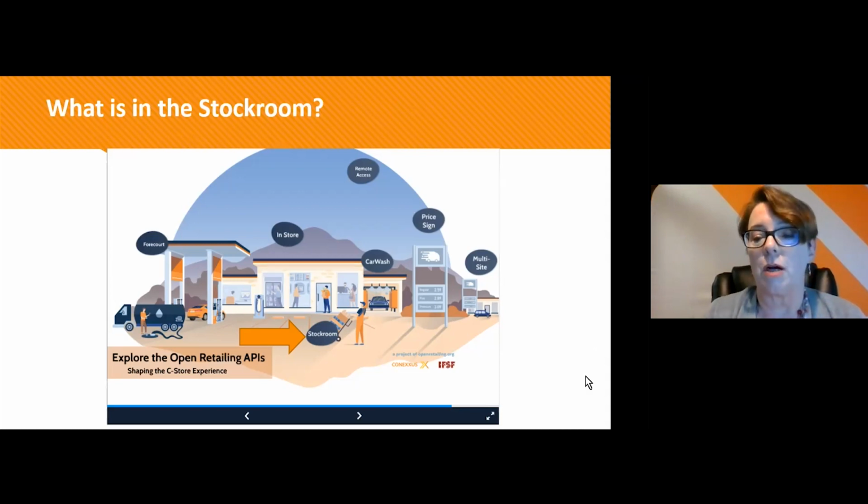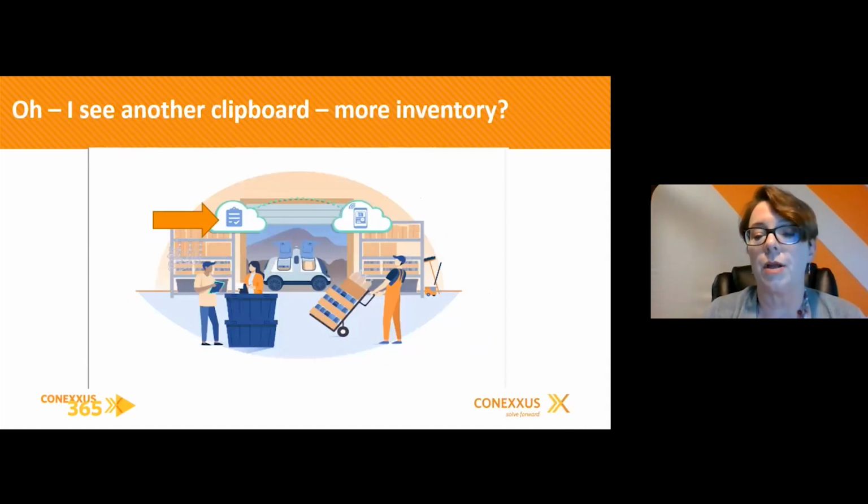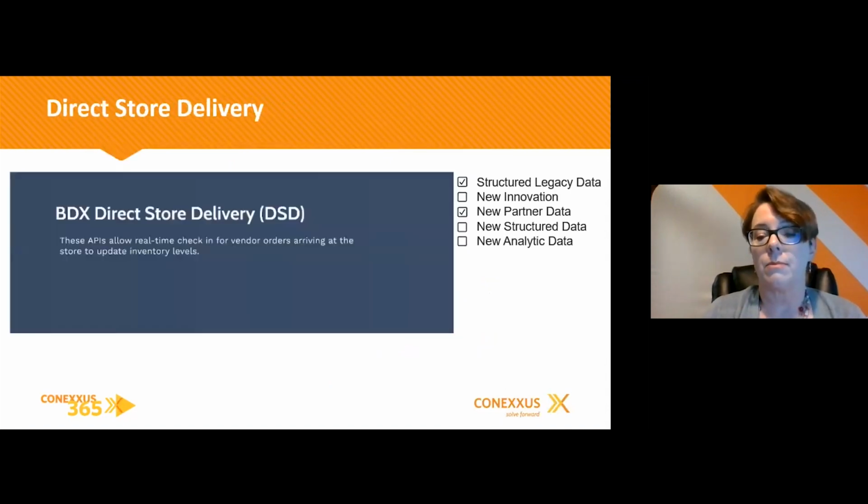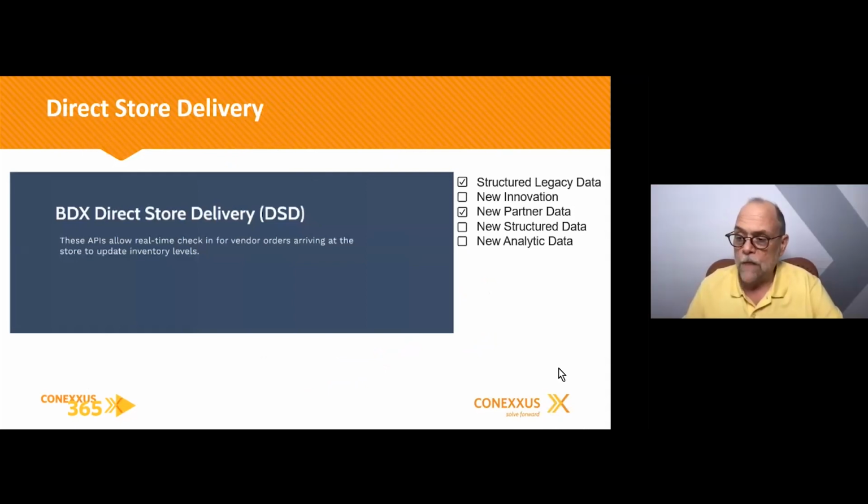All right, so now what about stockroom? What can we learn about stockroom? Here's another little clipboard, which must be inventory. It is, and if you remember, we went through a lot about inventory, but we're looking at linking our current business data exchange, direct store delivery capability into this inventory system. So this is the difference between the previous one and this one. This one is more focused on structured legacy data, but it also provides new partner data for people to begin to use direct store delivery. We hope it will make it more in reach for more and more people.